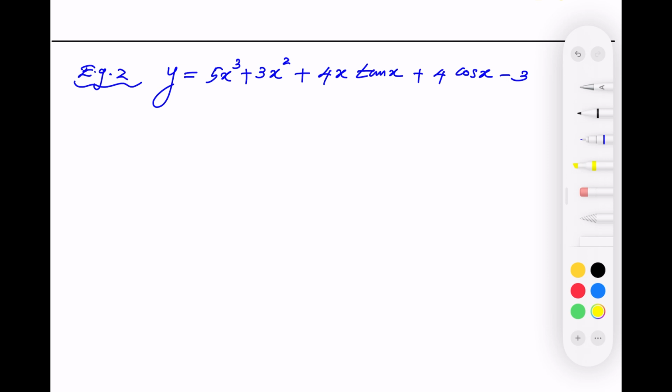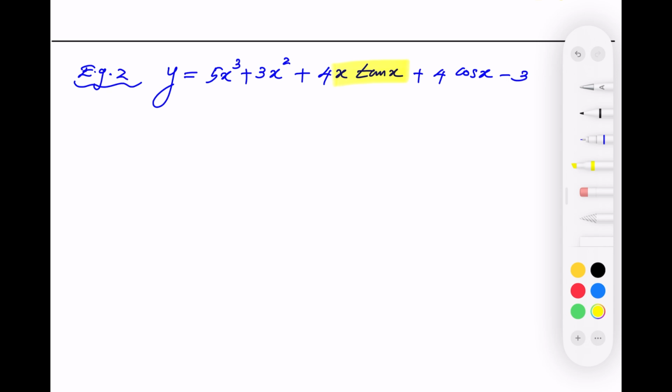For this problem, the only product term is x times tangent x. For the other terms, we do not need any product rule. Please note that when you look at the product rule, it should be f times g. It must be a product between two functions rather than a constant times a function. Even if you have a constant times a function, the product rule still works, but it's extremely redundant, wasting time.